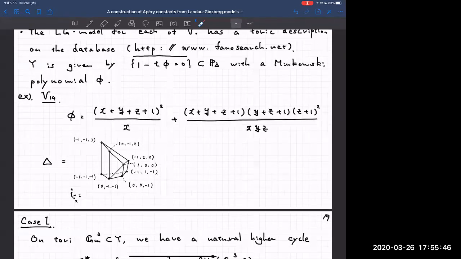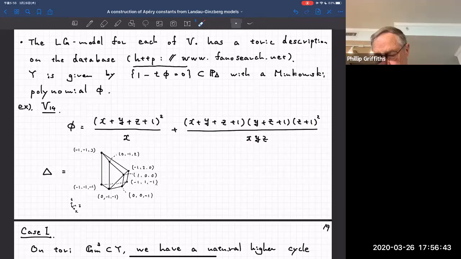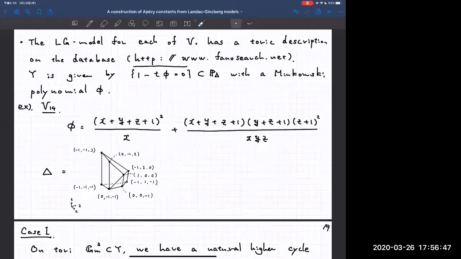All right, so especially by using these toric data, the Landau-Ginzburg model is very specifically given by the closure of the Laurent polynomial 1 - tφ = 0 inside of the toric variety with respect to the given Newton polytope of Δ. And also, we have a good choice of φ, which is a Minkowski polynomial. It is a kind of class of easy polynomials with respect to Δ. For example, in my case, V14, we can get the LG model by considering 1 - tφ = 0 with φ defined by a rational expression in x, y, z. So if we put the corresponding Newton polytope to this Laurent polynomial, the Newton polytope has this kind of form.